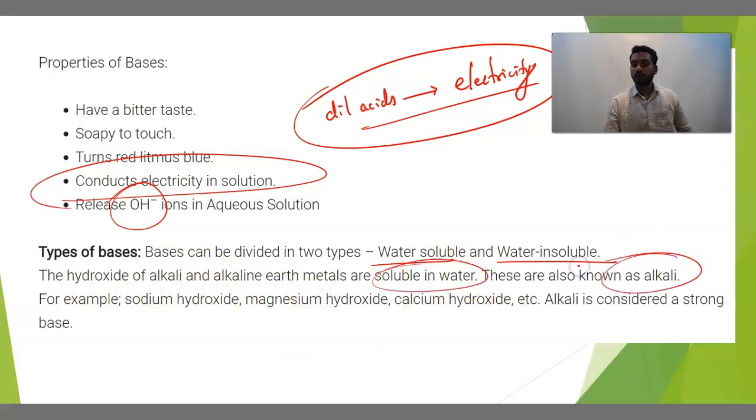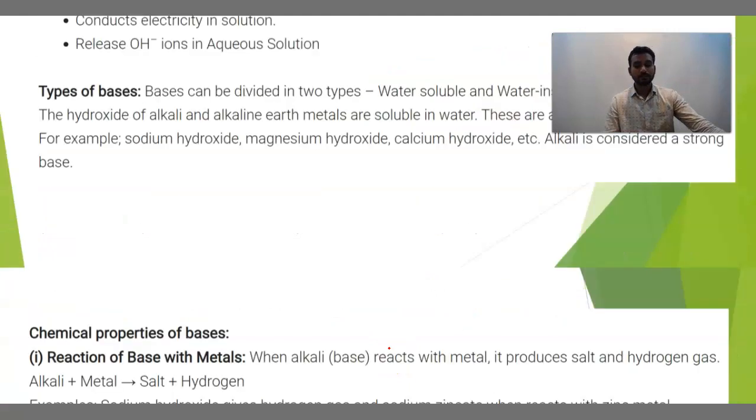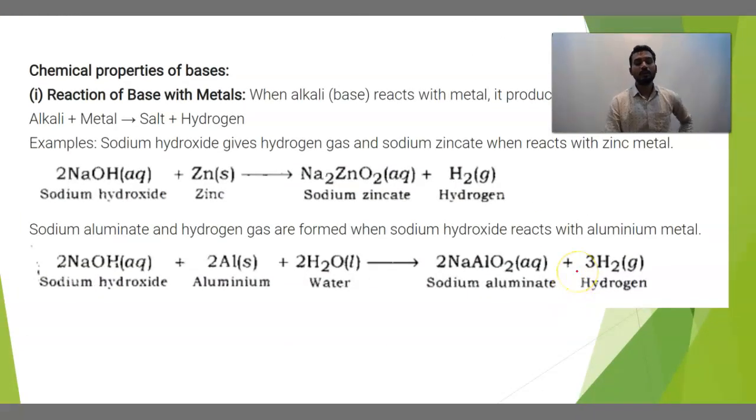They are known as alkali. The bases of the metals which are soluble in water are called alkali metals. Example: sodium hydroxide, magnesium hydroxide, calcium hydroxide, etc. So alkali is considered a strong base. We consider alkali metals as strong bases. Done. Okay.